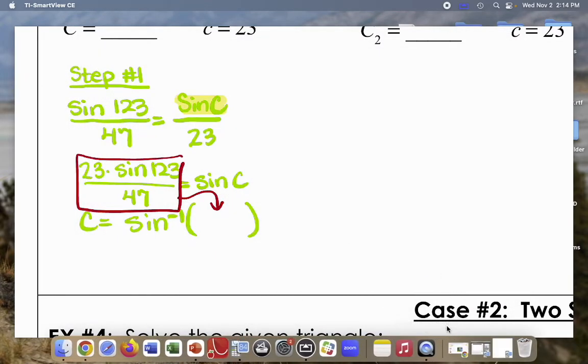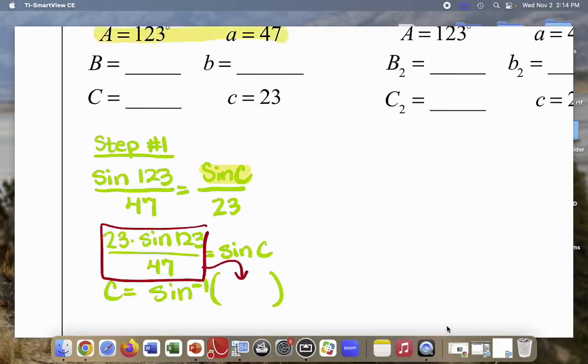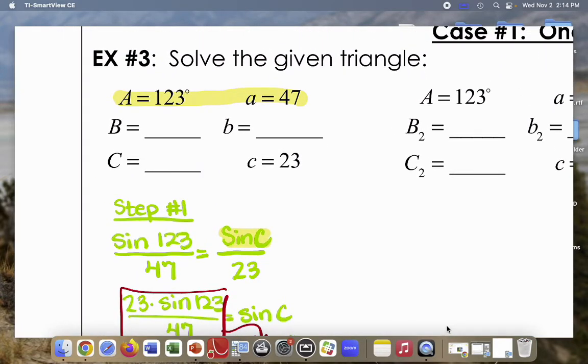Okay, so when I do that, anyone get the measurement for angle C? 24. Let's round to the tenths. 24.2. That's what the calculator said. Awesome. Is the calculator right? I'm not sure. I'm not the greatest. What do we think, friends? Yeah. Okay, thank you. Appreciate those answers.